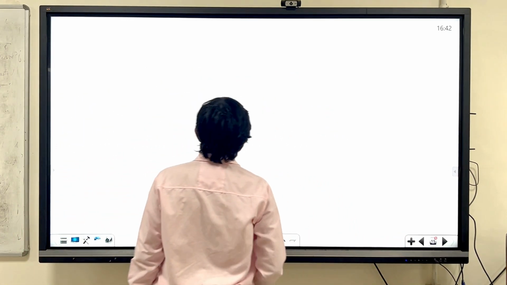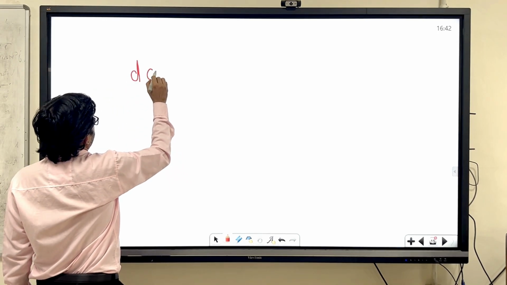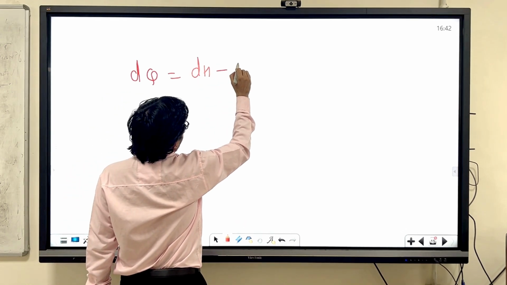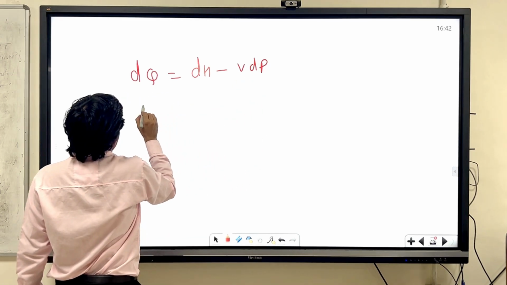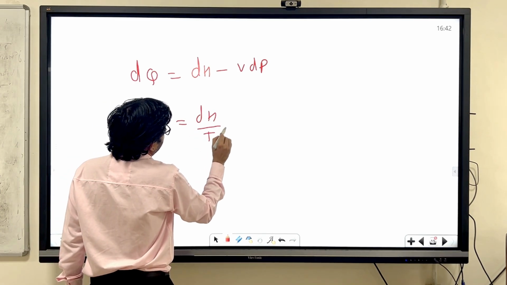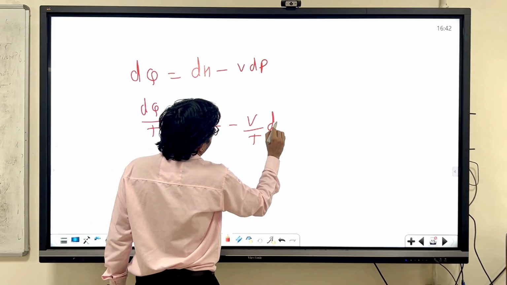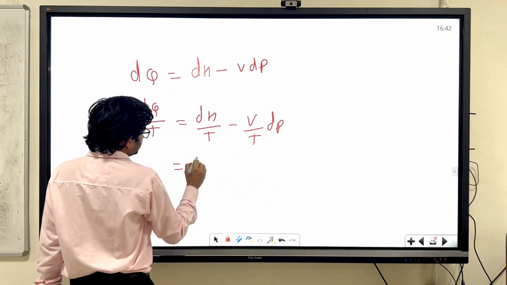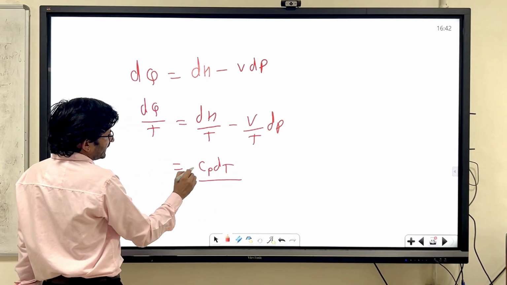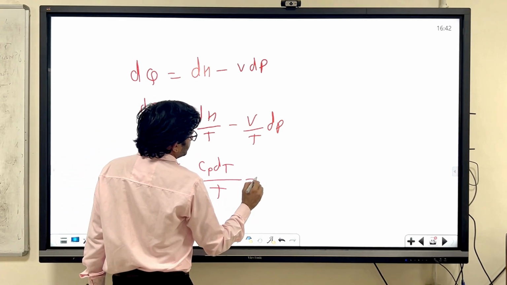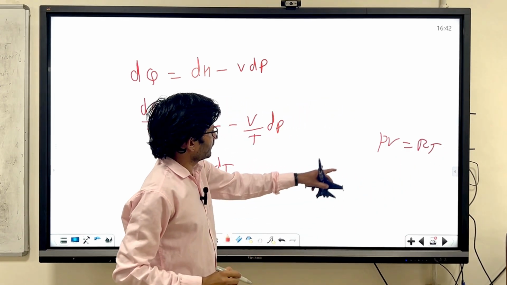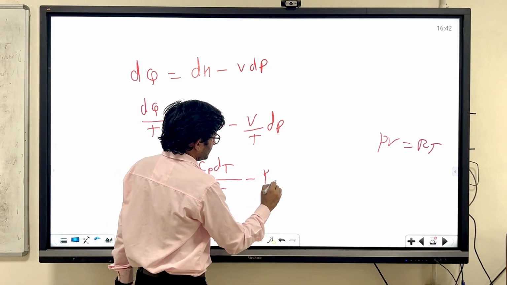So similarly, you can write dq in terms of enthalpy as dh minus v dp. Then again divide by temperature T, you will have dh by T minus v by T dp. Okay. So this dh you can write as cp dT, specific heat at constant pressure. Okay. And if you write pv equal to RT, then from v by T you can write R by p.